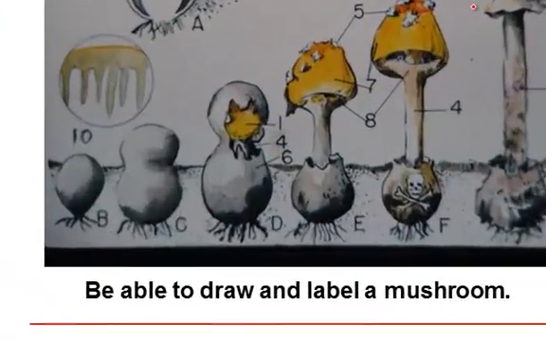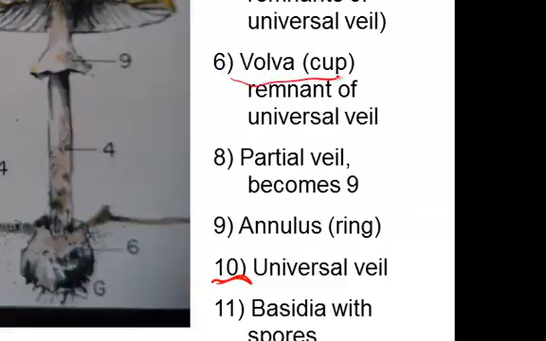This actually shows a lot of that right here. This is a diagram I like to put in. If we look over here at the very left, this is the universal veil that's all the way around, number 10, and we can see it there. And as the mushroom elongates, it tears the universal veil, leaving this cup at the base. The vulva or the cup is number 6, and there it is.